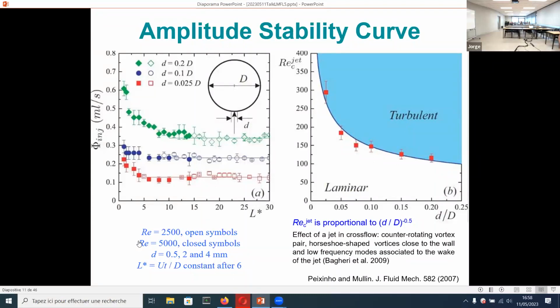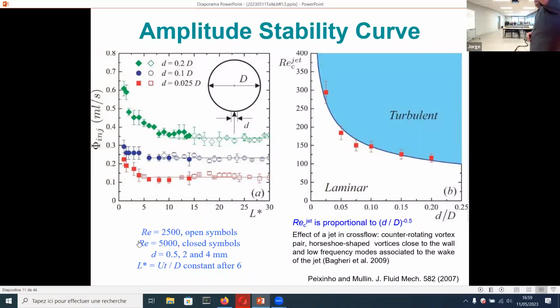The filled symbols are for Reynolds number 2500, and the empty symbols are for Reynolds number 5000, and the different colors are for different hole diameters. So basically, after some time, you reach a plateau value. You need a certain flux for a certain diameter, and the bigger the hole, the bigger the flux to get the turbulence.